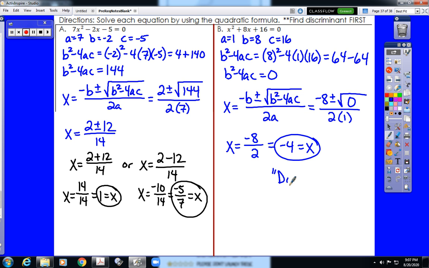Again, this is known as a double root because it was the result of both -8 plus the square root of 0 and -8 minus the square root of 0. So it happens twice. All right, let's do some more.